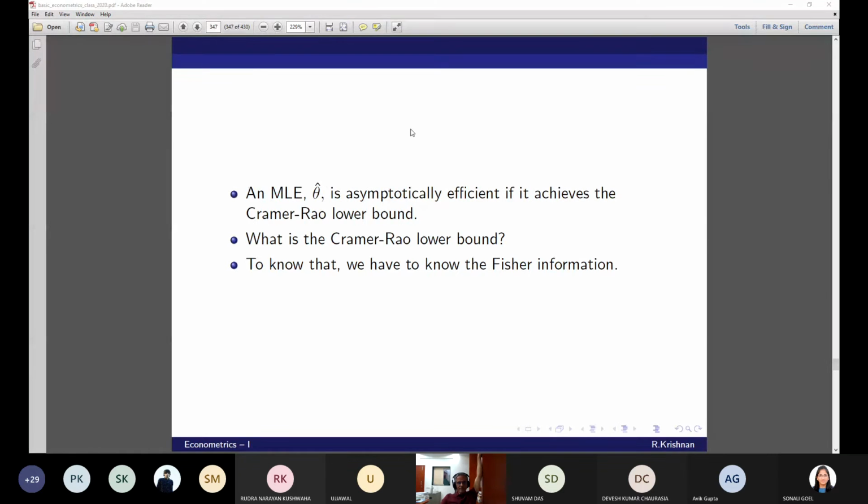Sir, Sagar. Sagar, tell me. For MLE, we are not able to say anything about the biasedness of the parameter. No, small sample properties of MLEs are impossible to derive. That's why we settle only for asymptotic properties.